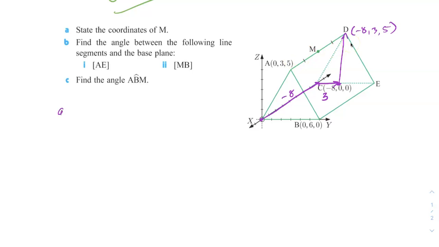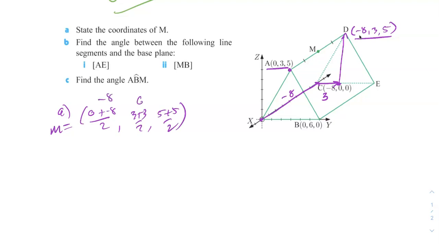But if we want to do the midpoint, we can just do the formula, which is point of A, which is this one, and the point D, which is that one. So the x value: 0 plus negative 8 divided by 2. The y value is 3 plus 3 divided by 2. And this is m. The z value is 5 plus 5 divided by 2. So we get negative 8 divided by 2, 6 divided by 2, and 10 divided by 2. So we get the point negative 4, 3, and 5. That's the value of m.